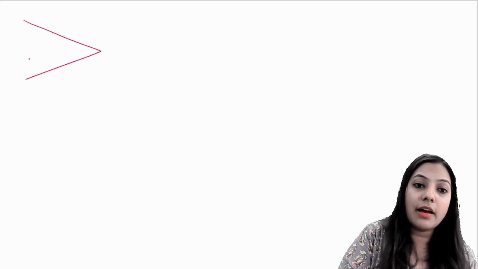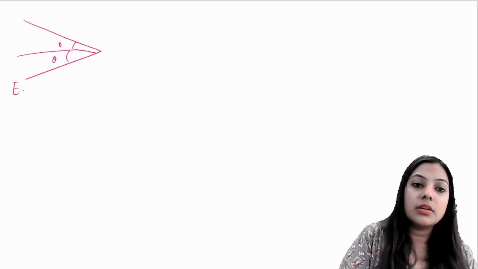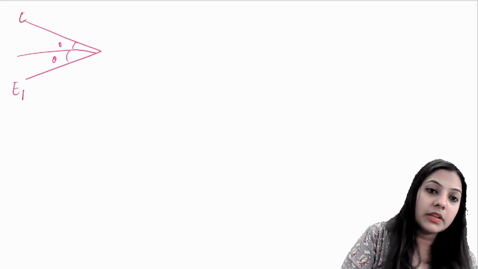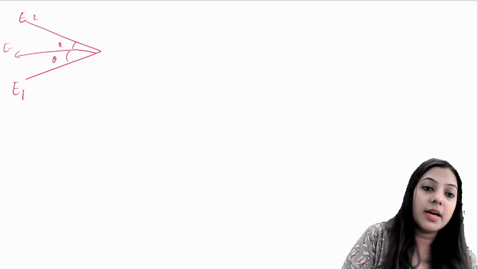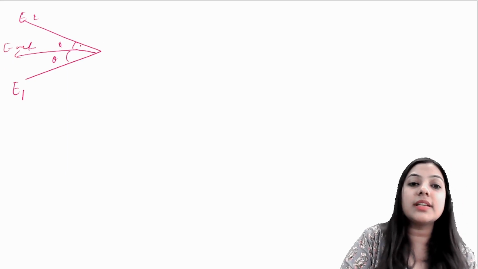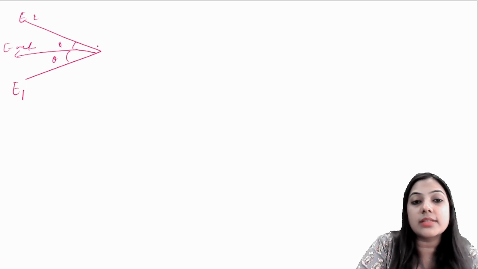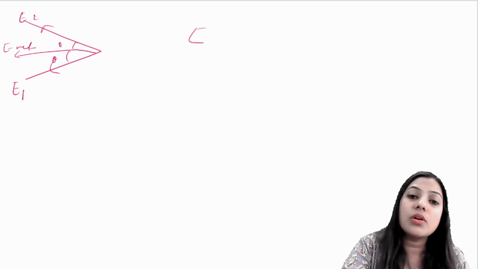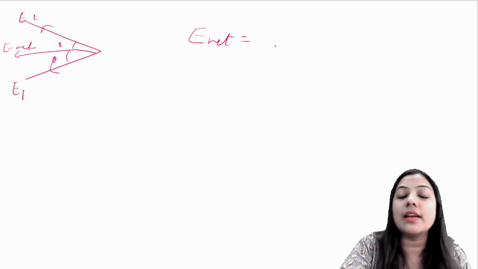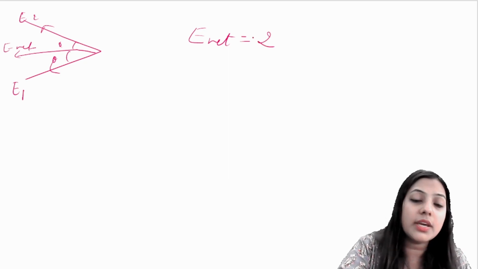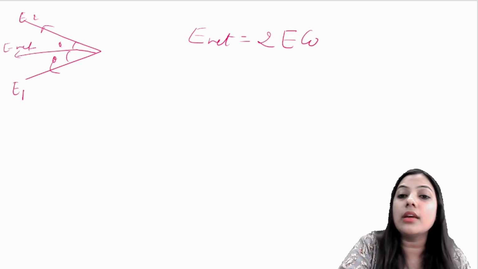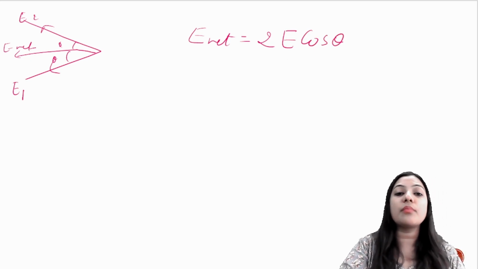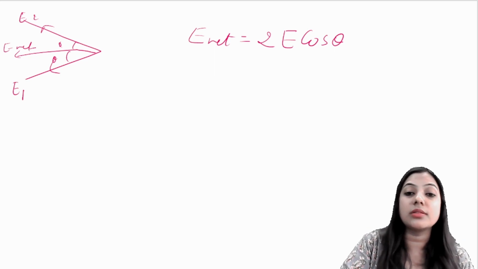First of all, we have a theta. This is E2, this is E1, this is E2, and this is our net electric field. These are the cos components, the cos components of the electric field, and the sin components cancel out each other. So the net electric field is 2E cos theta, because the sin components cancel out.